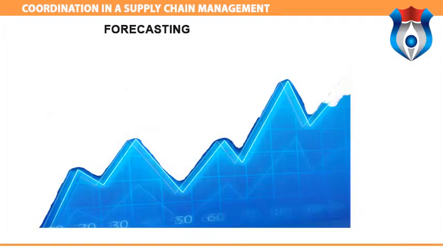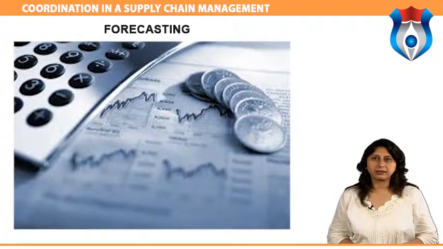Features of forecasting: peculiarities, characteristics, or features of forecasting are as follows. Forecasting is concerned with future events. It shows the probability of happening of future events. It analyzes past and present data. It uses statistical tools and techniques. It uses personal observations.